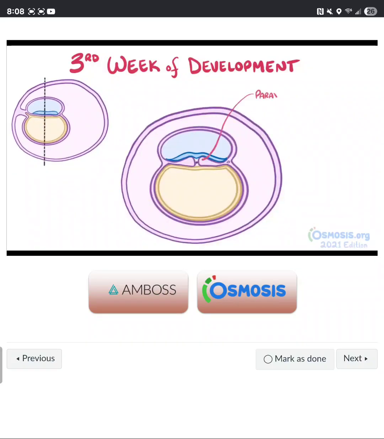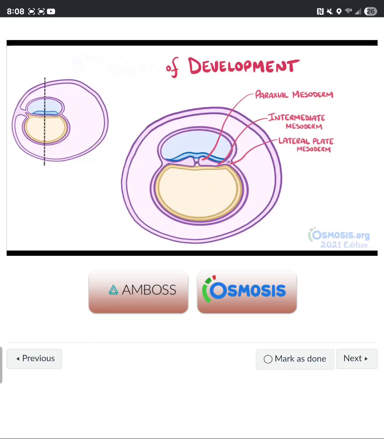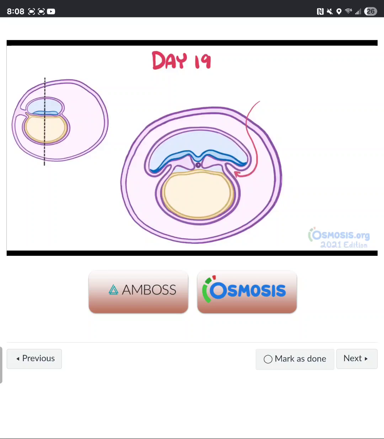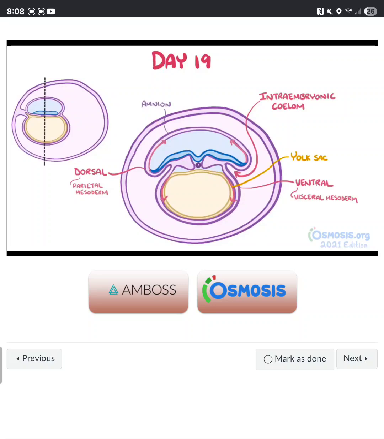The mesoderm differentiates into paraxial mesoderm, intermediate mesoderm, and lateral plate mesoderm. And around day 19, a space forms in the lateral plate mesoderm. This space, called the intraembryonic coelom or cavity, separates the lateral plate mesoderm into dorsal and ventral layers. The dorsal layer is the parietal mesoderm layer, and its cells adhere with cells from the overlying ectoderm and wrap around the amnion. The ventral layer is called the visceral mesoderm layer, and its cells adhere to cells from the underlying endoderm, which covers the yolk sac.